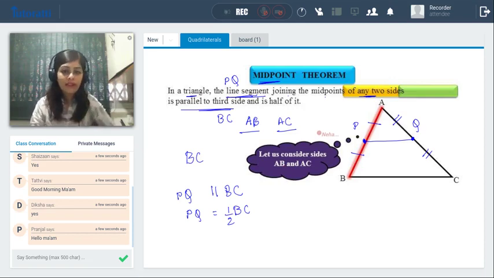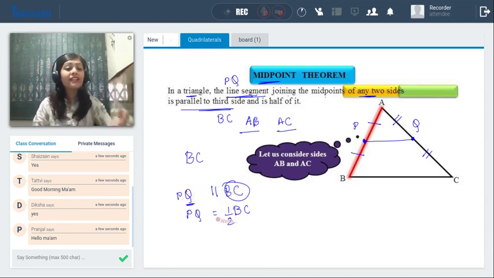Let's see where we will apply this theorem. Whenever you have a triangle, and if the midpoints of two sides are given to you, then you can clearly apply this theorem. And what does the theorem say? The line segment joining the two midpoints is always parallel to the remaining side of the triangle, and it is also half of the remaining side of the triangle, which is the third side.